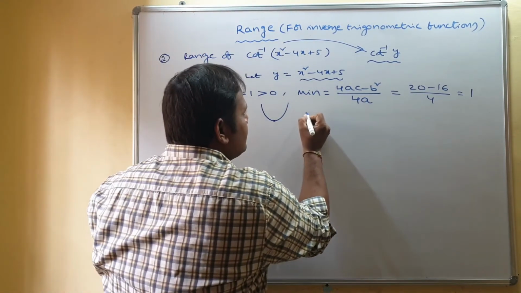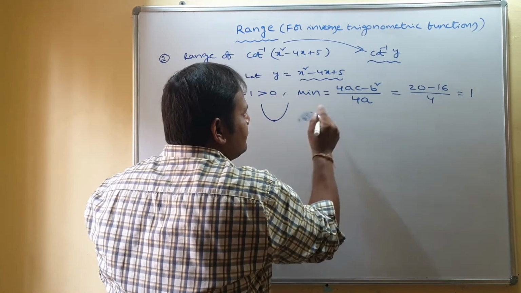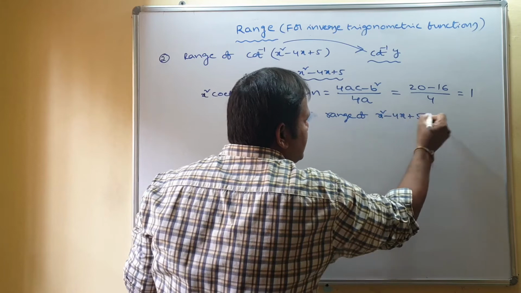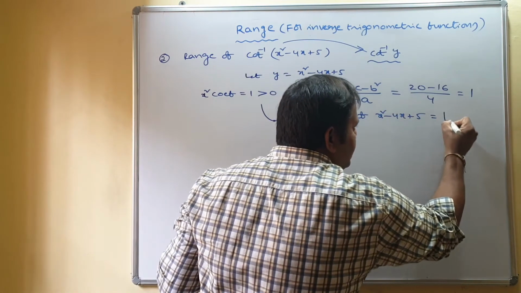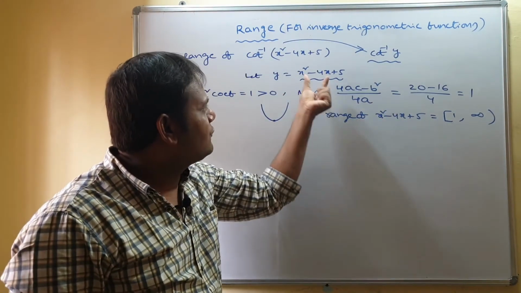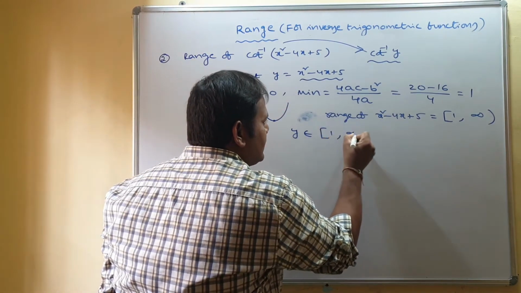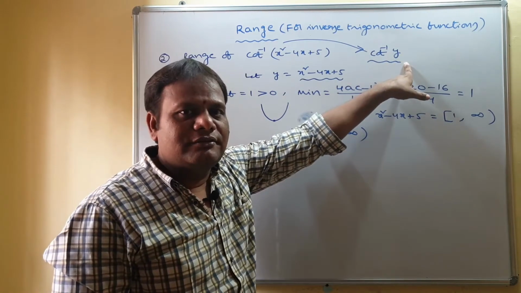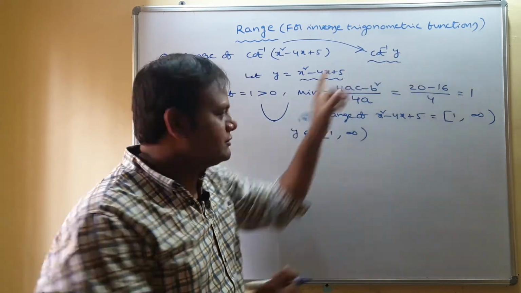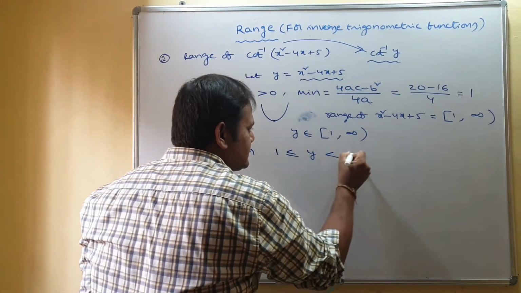So here the range of this quadratic x square minus 4x plus 5 is: minimum is 1, maximum approaches infinity. So 1 to infinity. This is the range of the quadratic, meaning y. So y belongs to closed 1 infinity. Cot inverse y, the domain is the real number set. So for every value of y it is defined. So not a problem. Here y belongs to closed 1 infinity means 1 less than or equal to y less than infinity.